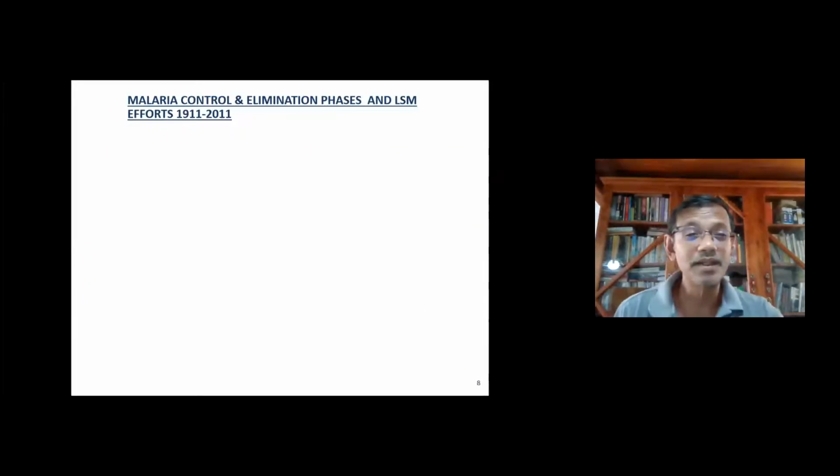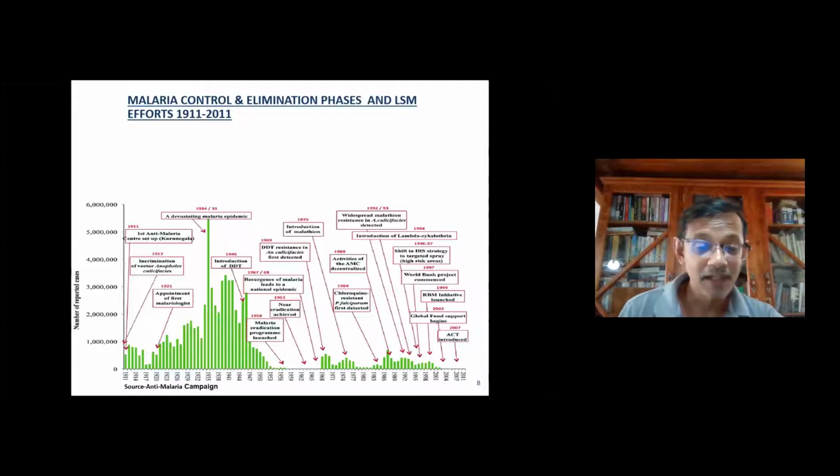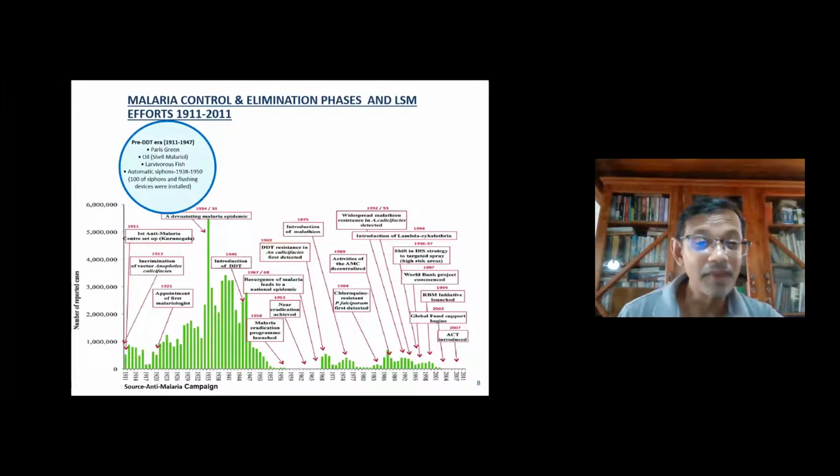So now I want to show malaria control and elimination phases and LSM efforts during the period of 1911 to 2011 in relation to the core vector control methods. You may have seen this graph, and you can see this first phase. I would call it the pre-DDT era. It spans from 1911 to 1947, in which you can see the cases fluctuate, with millions of cases fluctuating year after year.